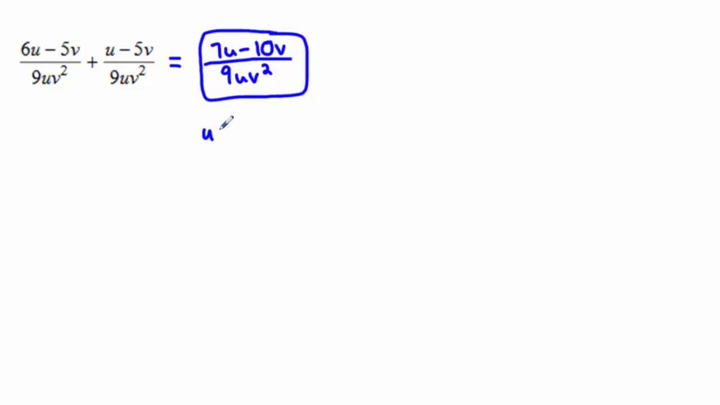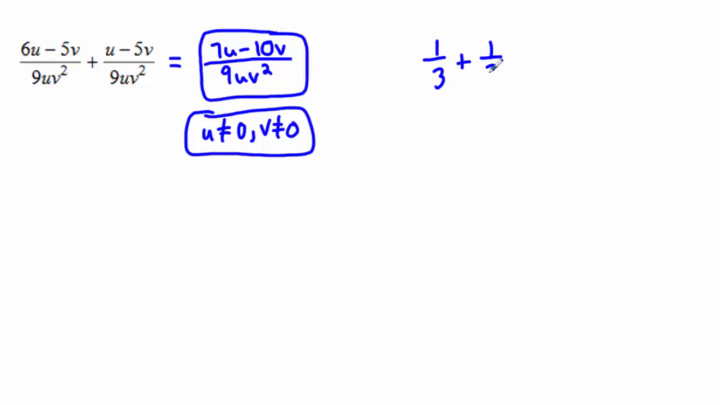For my restrictions, u can't be 0, and v also can't be 0, because we have two letters on the bottom, and neither one of them can be 0, or it would make our denominator 0. One thing that might trip you up is, why doesn't our denominator change? Well, think about if you have a third of something and you add another third of something, what do you have? You have 2/3. So the bottom doesn't change into something else when we're adding. It just stays that same denominator the whole way through.